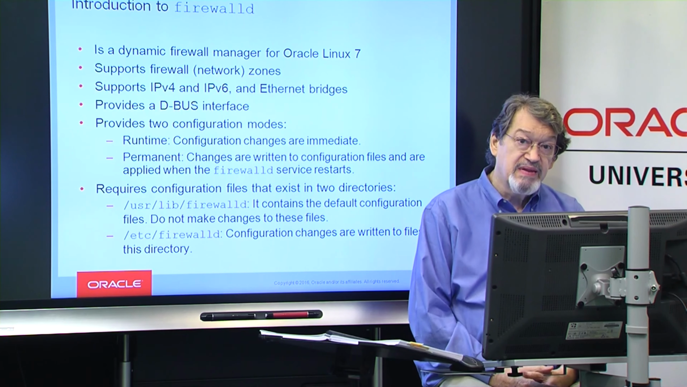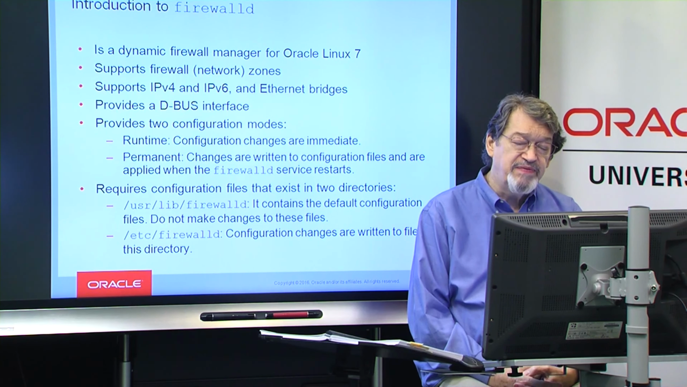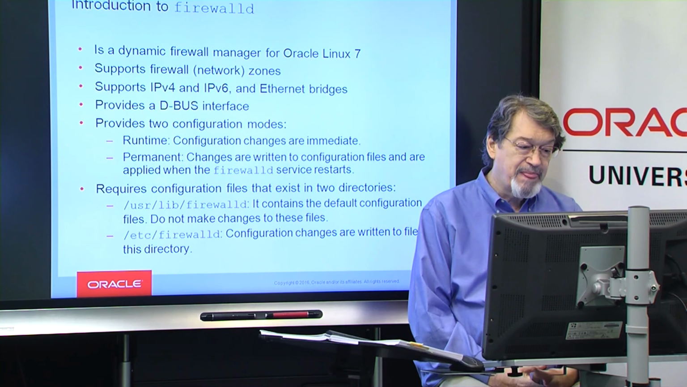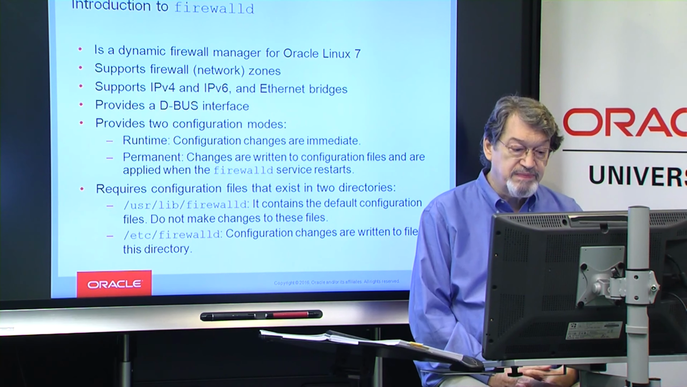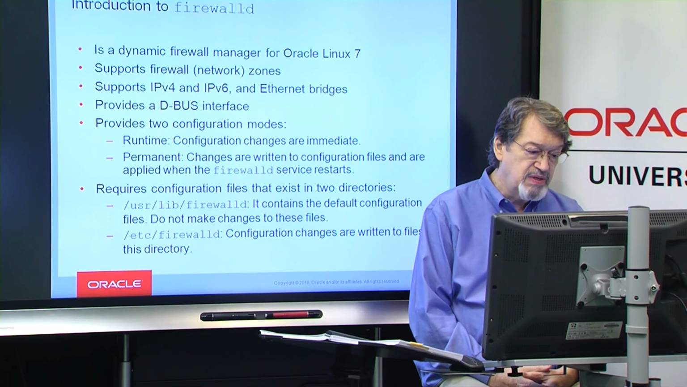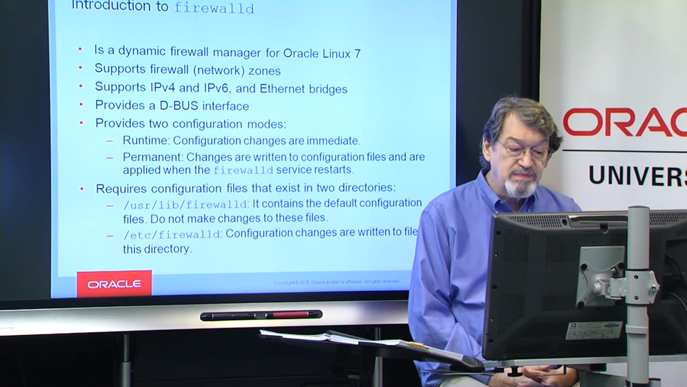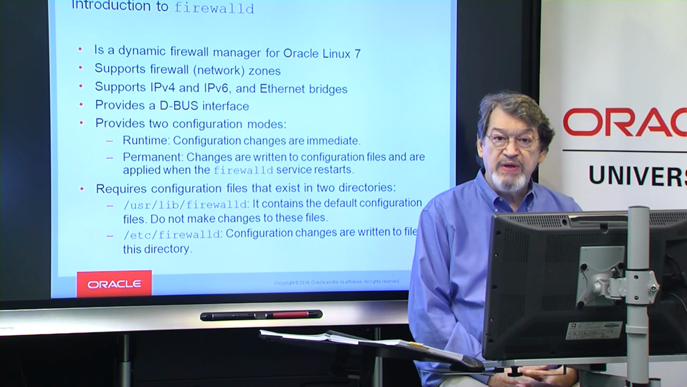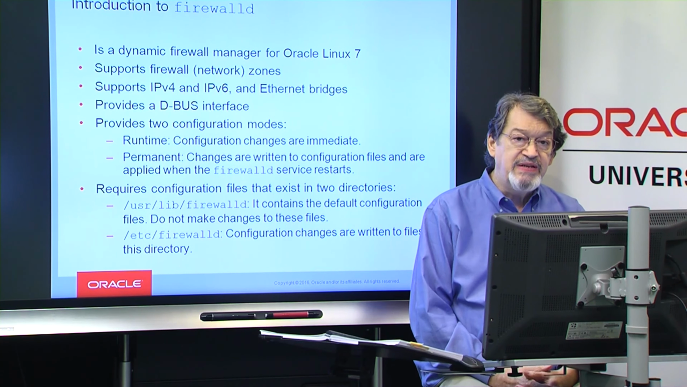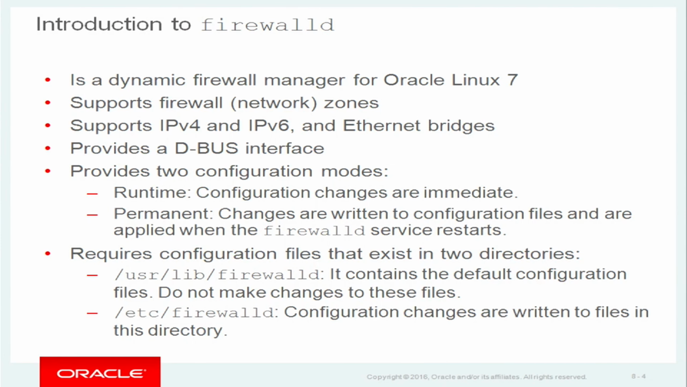It's dynamic. IP tables has been fairly rigid. All right. It does support network zones. It supports IPv6 and IPv4, where with IP tables I have to have an IPv tables 4 and an IPv tables 6 for the two different protocols. It does provide for a desktop bus using both IPC, inter-process communications, and RPC, remote process communications.